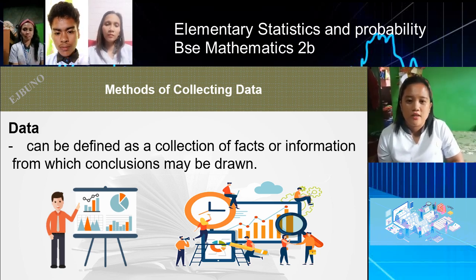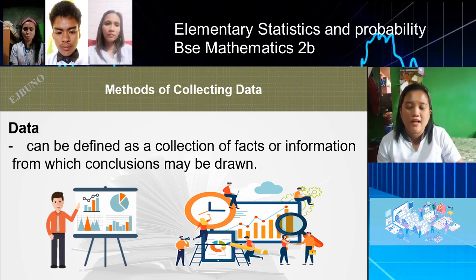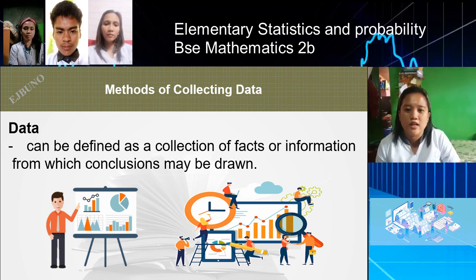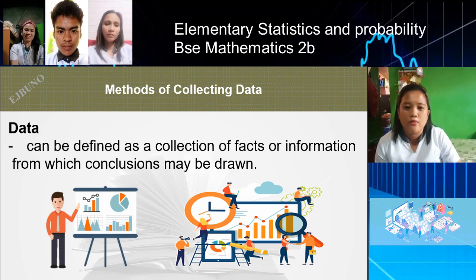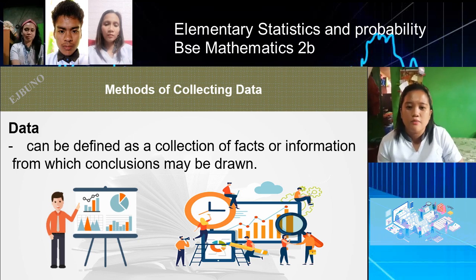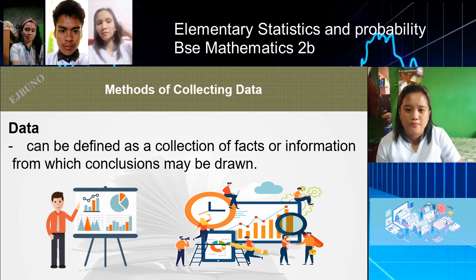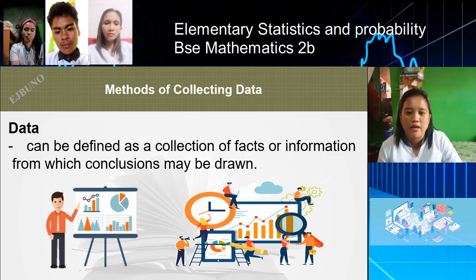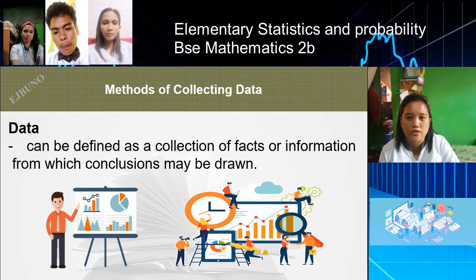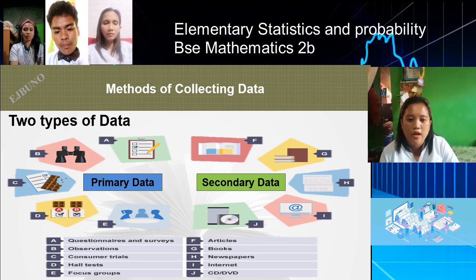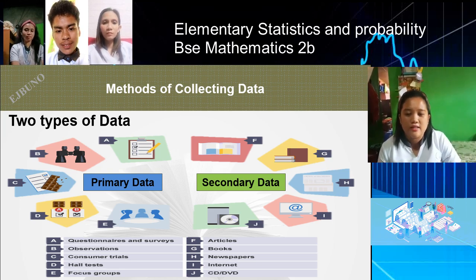Data collection is the procedure of collecting, measuring, and analyzing accurate insights for research using standard validated techniques. A researcher can evaluate their hypothesis on the basis of collected data. In most cases, data collection is the primary and most important step for research. We have two types of data, the primary data and the secondary data.